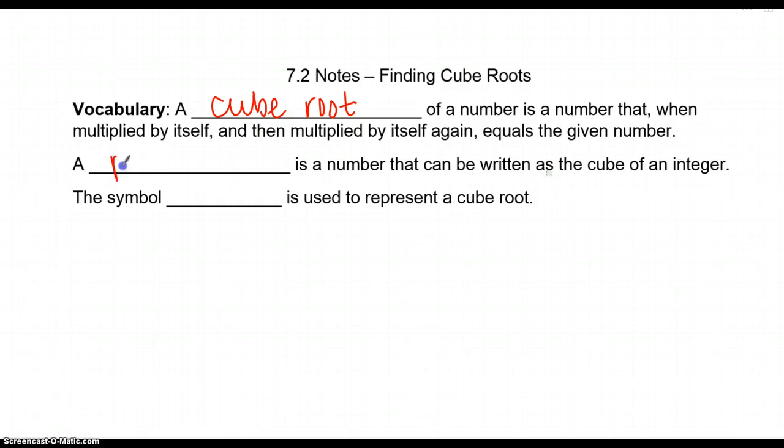A perfect cube is a number that can be written as the cube of an integer. So it's an integer times an integer times an integer.